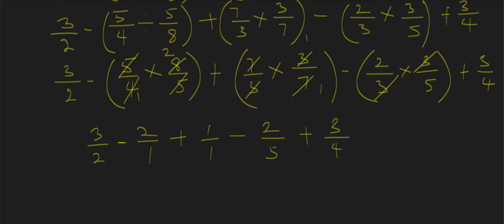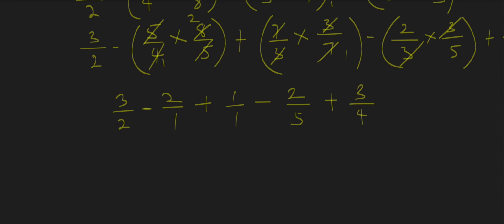Now, going further, you can see that I have subtraction and addition. So what I'm going to do is take like terms. All those positive values, I'll take them to one side, and negative values, I'll take them to the other side. So you can see that 3 over 2 is positive, 1 over 1 is positive, and 3 over 4 is positive. So I can say this is the same as 3 over 2 plus 1.